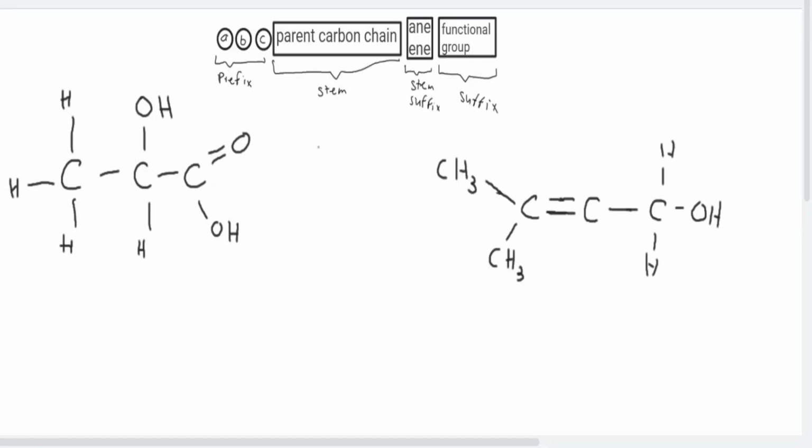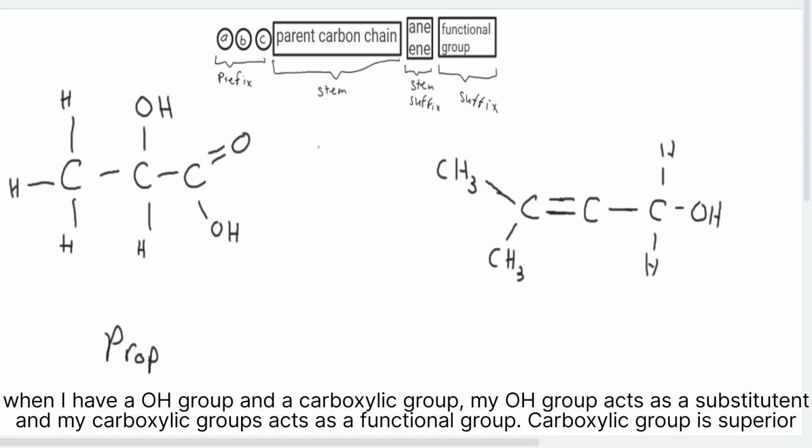Let's level up our game and solve harder questions. Let's start with the first example. The longest unbroken carbon chain is of 3 carbon atoms. Therefore, this is going to be prop. Next, do I have a C double bond C? I don't. All of my carbon to carbon bonds are single. Therefore, I will have "an" as my stem suffix.